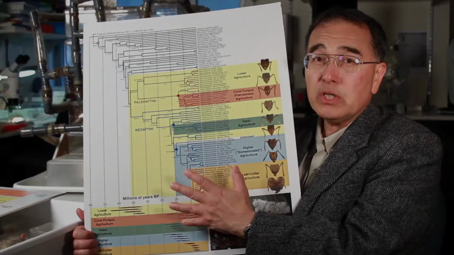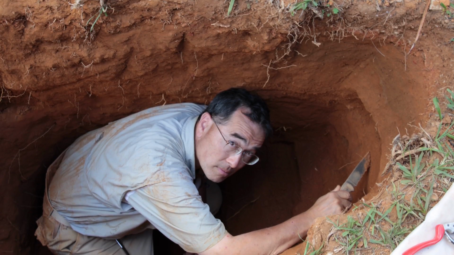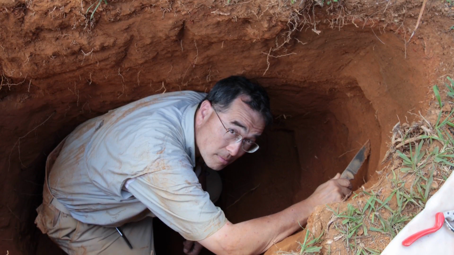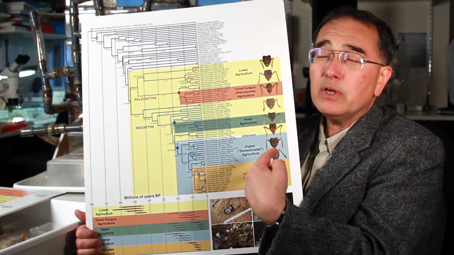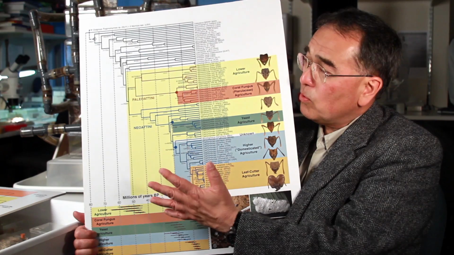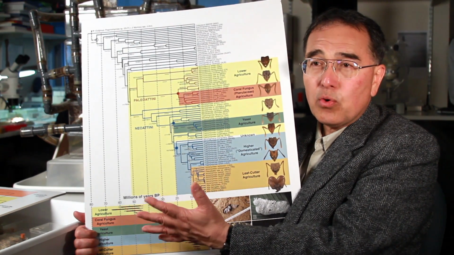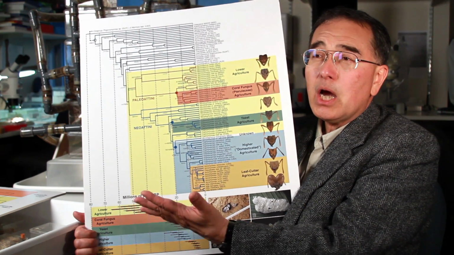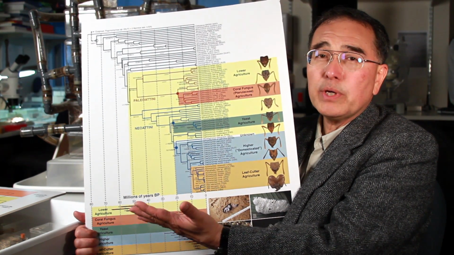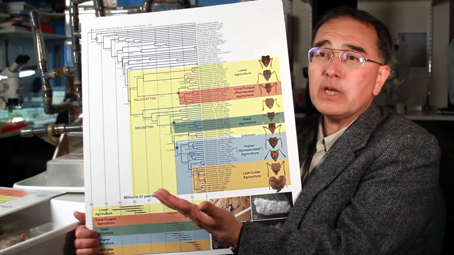This is a big story. It's a lot of collecting of ants, a lot of sequencing of DNA, a lot of computing, and the story in this case is the history of how the fungus-growing ants originated and how they evolved.